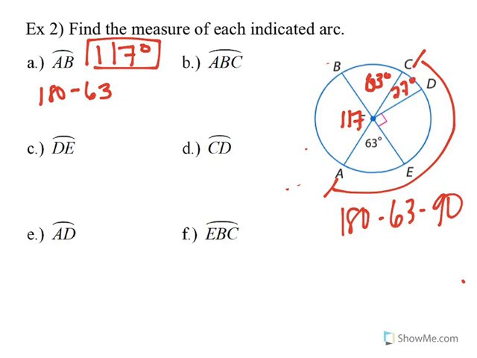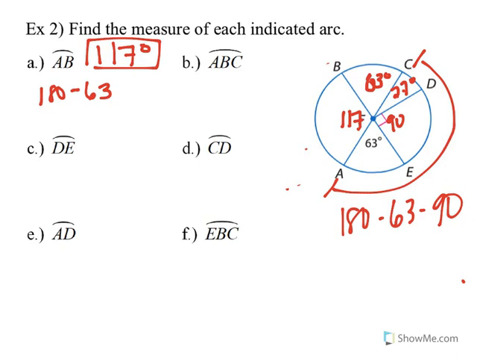So I didn't even really look at the arcs they wanted me to find. I found all the pieces on the circle first, and that's going to allow me to find my arcs and my angles. So part A we already found. Look at part B. It's asking us for arc ABC.